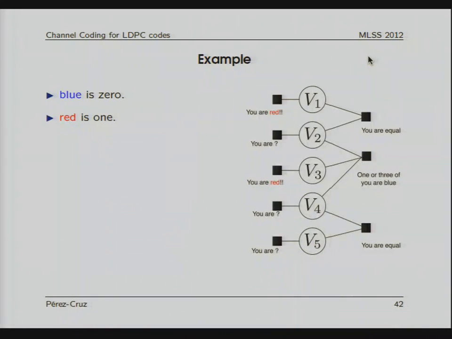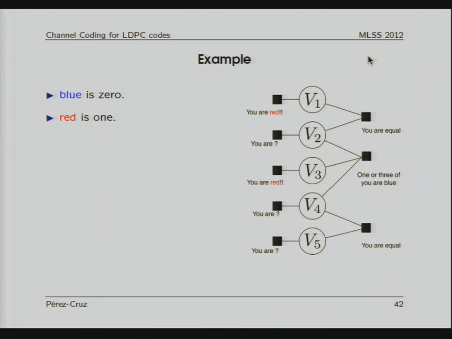So this is it. Let's do a very simple example. Let's assume that blue is 0 and red is 1. And here, instead of marking the factors as parity checks, which is basically what they are, we are marking something else. If we have a factor with only two variables, and it has to be a parity check, we know that both variables are equal: they have to be either two zeros or two ones. They have to be two reds or two blues. They cannot be red and blue because they would not fulfill the condition.